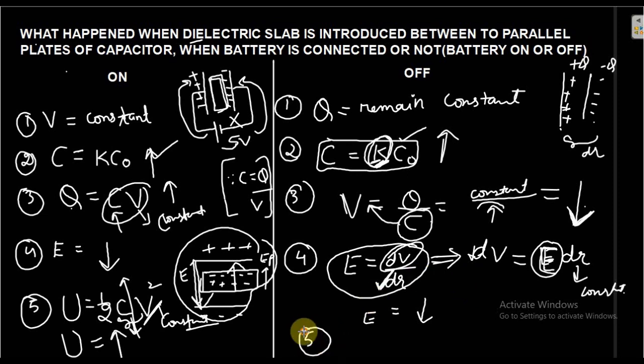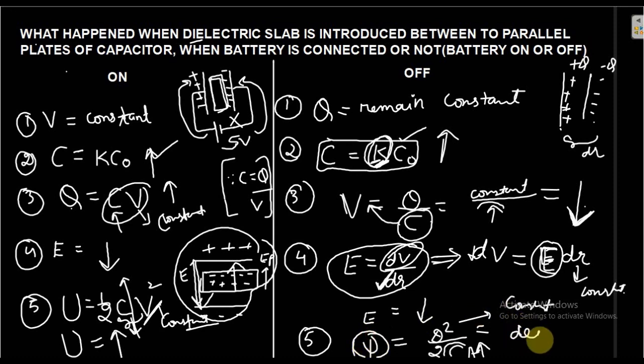Okay, the next is energy U. For energy we will write the formula of the energy in terms of charge and capacitance. Again Q is constant in this case and C is increasing. So this term in the denominator is increasing, so overall energy U will decrease. So energy will decrease in this case.